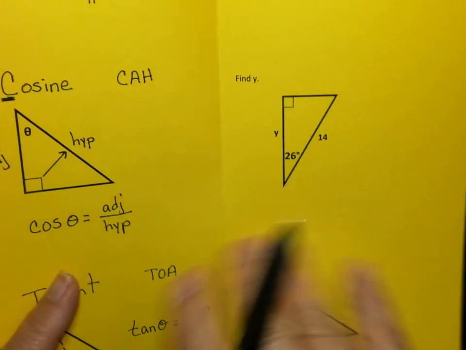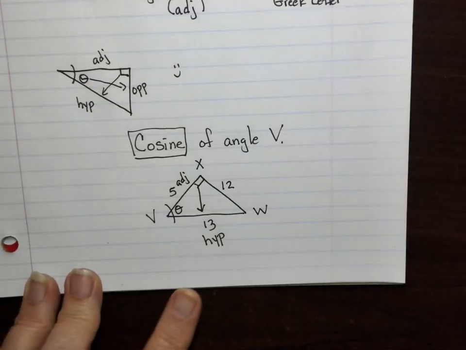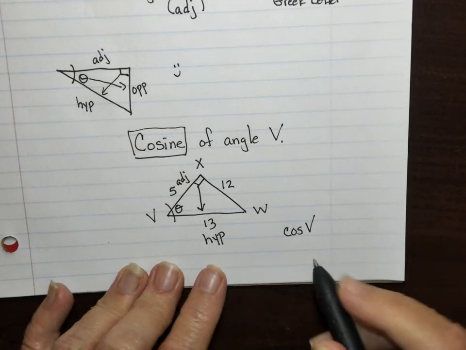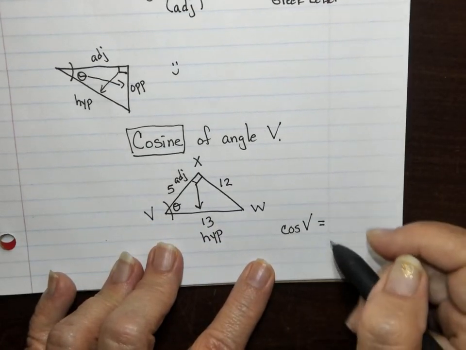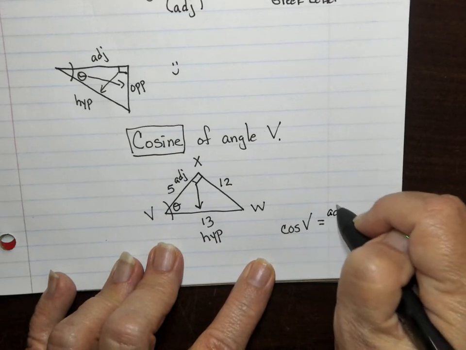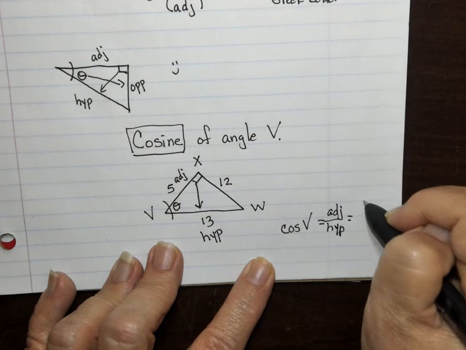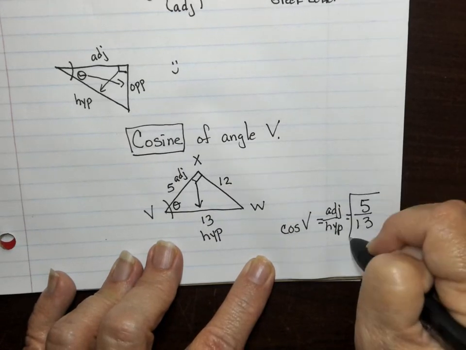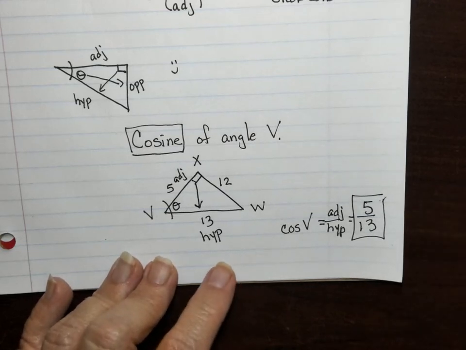So then I look in my notes and it says cosine theta equals adjacent over hypotenuse. So that would be cosine of V, because V is my angle or theta, equals adjacent over hypotenuse. So that would be 5 over 13. And that's what I'd type in IXL. And I'd hit enter.